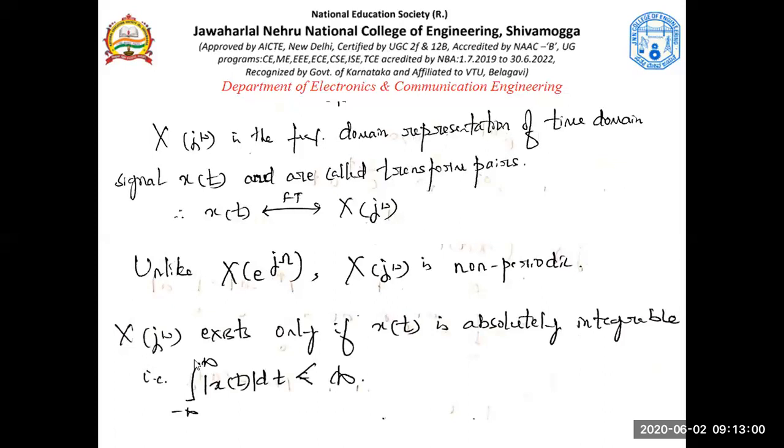This was seen in the other transform also. When would this spectrum be available, or be possible? It is possible only when x of t is absolutely integrable. That means if you integrate x of t over this period, that integration should give you a value which is less than infinity. That is what is called absolutely integrable. If it is infinity, then the spectrum does not exist.